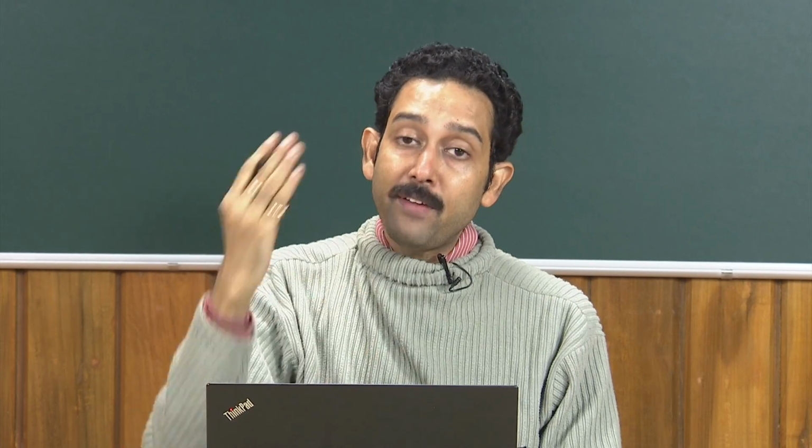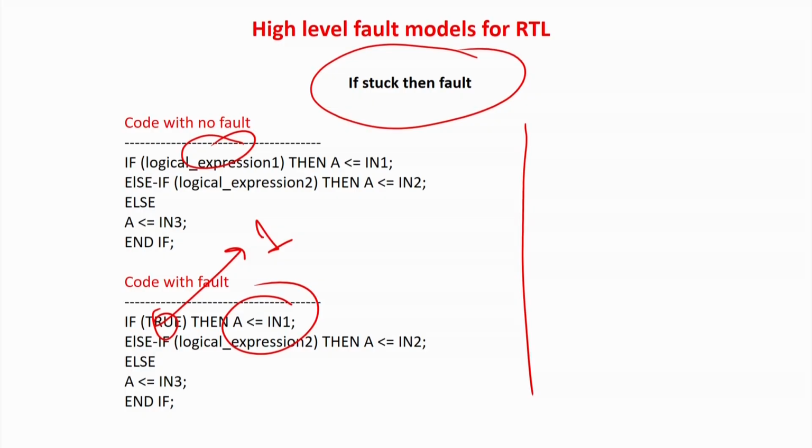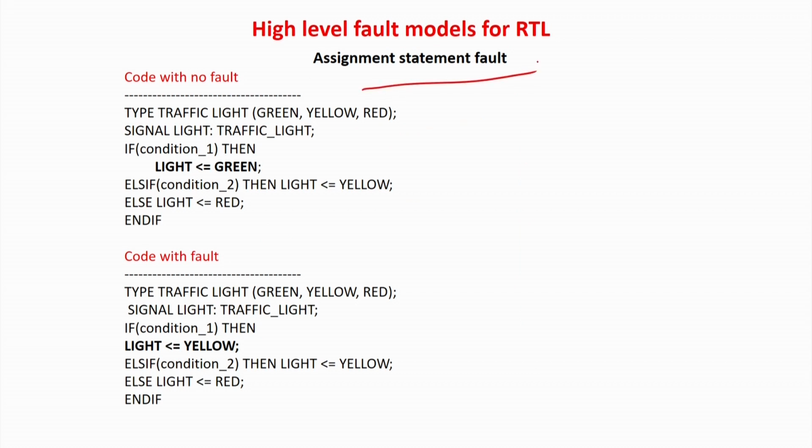But again the numbers will be very, very less compared to the gate level, because always we are considering this in, in 1 and in 2 irrespective of their bit size. And there is something called assignment failure. So we are saying that is a code, in this case light equal to green, but all the inputs may be stuck to yellow. Then whatever condition you give, everywhere the assignment will be yellow. So this is some kind of a constant assignment failure. So this is another fault model.